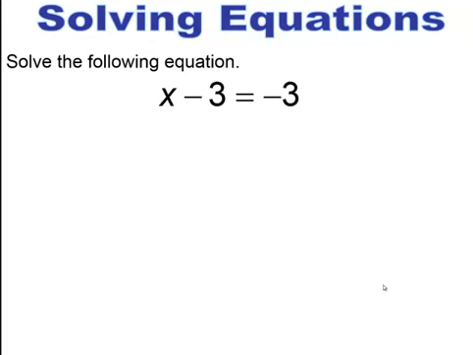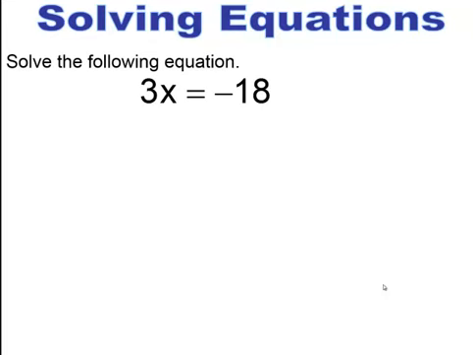Pause and try. So now in this case, you had to add 3 to both sides. So you should get that x equals 0, because -3 plus 3 equals 0, and our variable can equal 0. So we end up getting x equal to 0 with this solution.